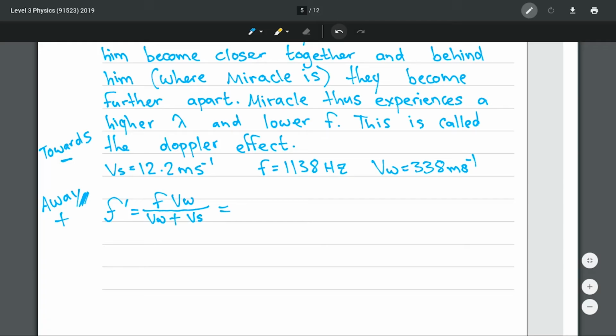Putting our numbers in gives us 1098.355. Rounding that to 3 significant figures, because that's the lowest amount of significant figures that we're given in the question, gives us 1100 Hertz.